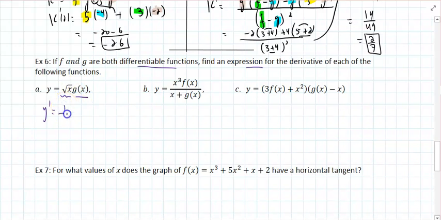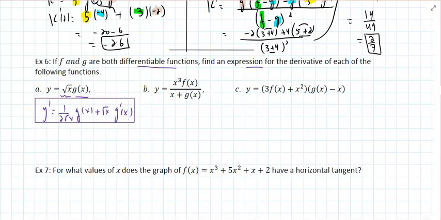Derivative of the first is 1 over twice the square root of x times g plus the first times derivative of the second. So that's all we have to do. Just practice and make sure that we're getting this down.